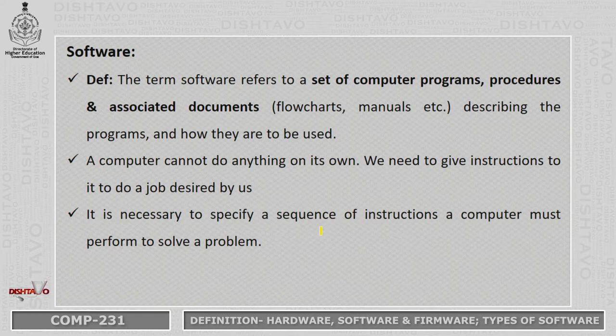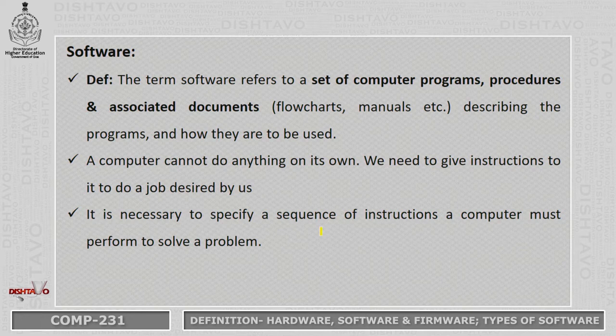Next is the software. We can define software as a set of computer programs or procedures and associated documents. It may be flowcharts, manuals, etc., describing the programs and how they are to be used. A computer cannot do anything on its own. We need to give instructions to do a job desired by us. So it is necessary to specify a sequence of instructions the computer must perform to solve a problem. That is the software.